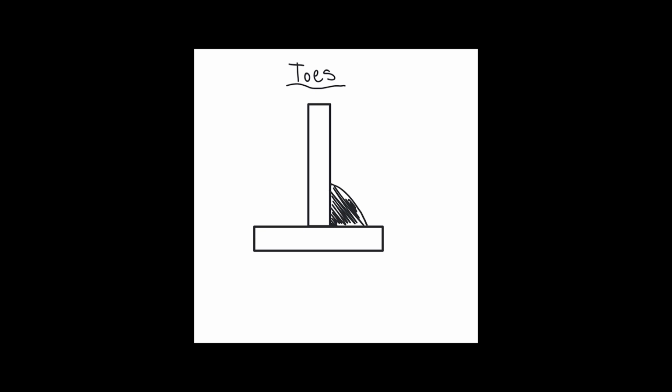So if I give you a T-joint and I draw a fillet weld, the toes are where the fillet weld ends on the parent material. That is where the weld ends and the parent material begins. So you can see that on the bottom side, the weld will start where the two pieces of metal meet, and then there's an obvious end to the weld. Same thing with the top.